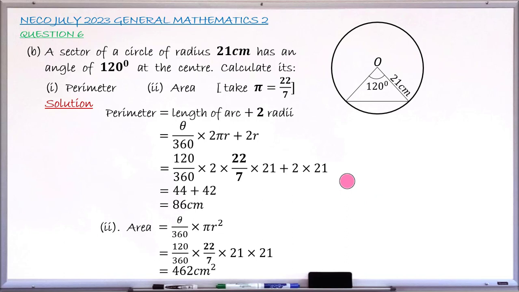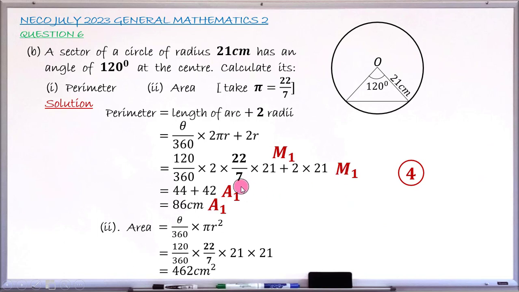So let me just move and share with you how this question is marked during the marking of this paper, NECO 2023. Starting with Roman 1, the very first mark is method 1 mark, and this method 1 mark is for adding the length of arc and the length of the two radii. That gives you method 1 mark. The next mark is for substituting in the formula, that is the value of theta, the r, and the pi correctly. That gives you this method 1 mark.